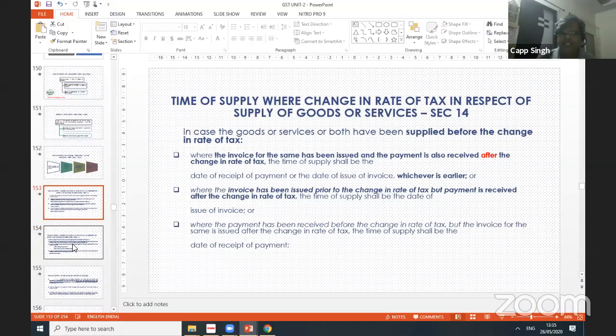In the case of change in the rate of tax, there are 3 points. One point is issuance of invoice, another is the receipt of payment, and third is the supply.